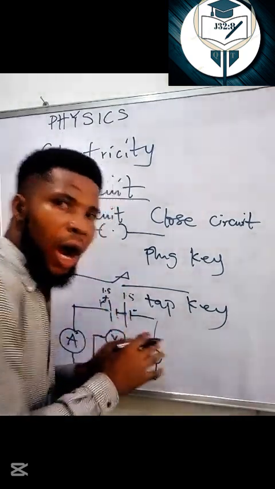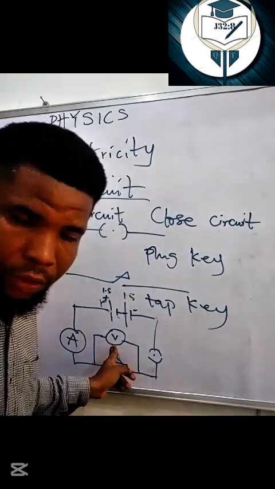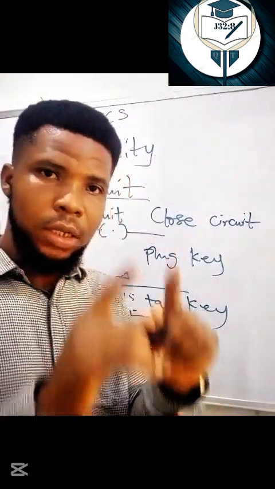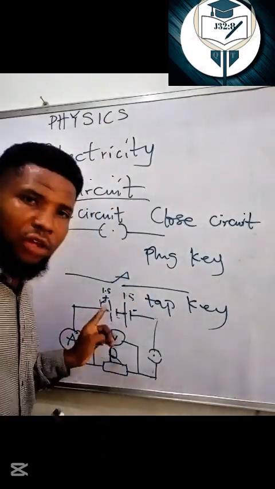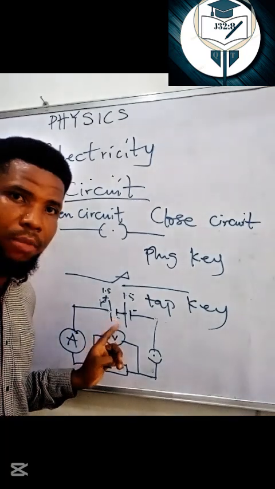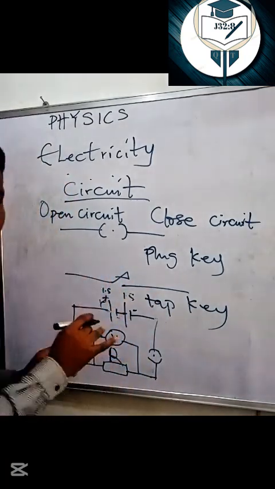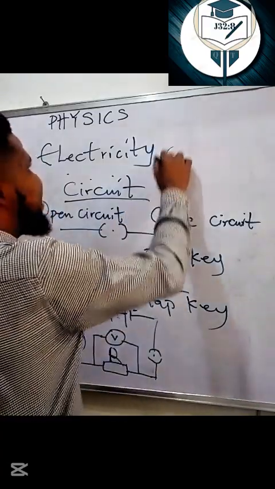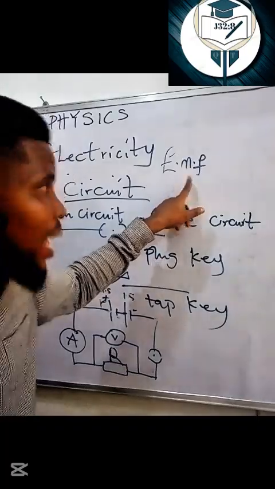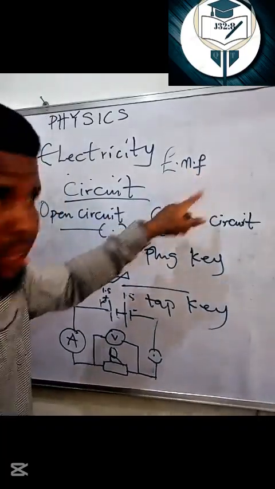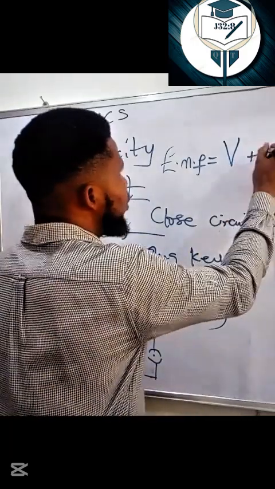So the PD of 3.0 might end up reading here as 2.7. So there's a loss of what? 0.3. I'm just assuming. That loss is as a result of internal PD. Are you getting it? That will now help us to have the ultimate formula for this whole calculation. What's the ultimate formula? The ultimate formula is that the total energy or potential difference, which is EMF, electromotive force, is equal to the terminal PD plus the loss PD.